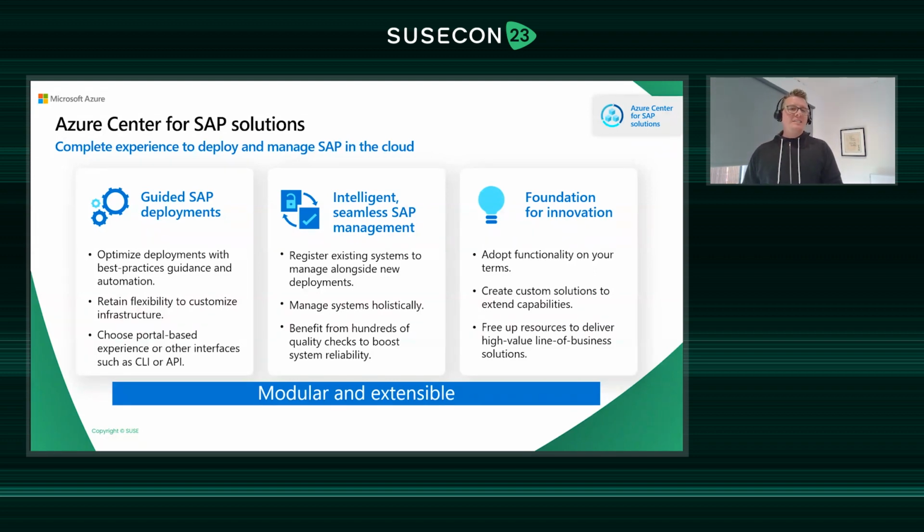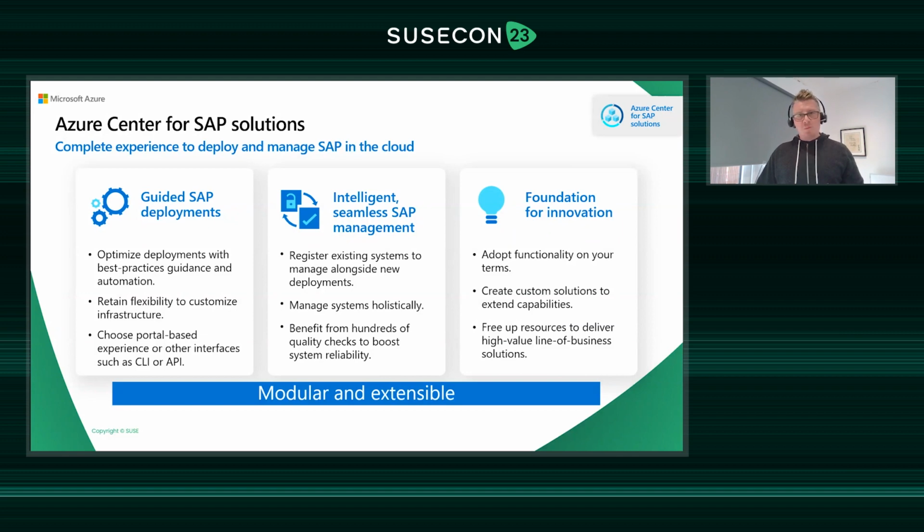As we were designing ACSS, we considered three important pillars. The first pillar is guided SAP deployments. SAP systems can be complex to deploy, especially for customers moving from on-premises and at the pace of cloud innovation.